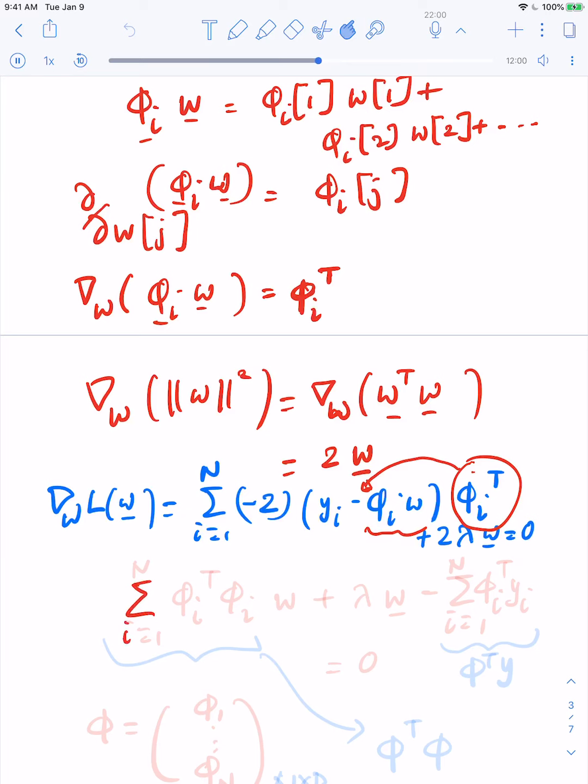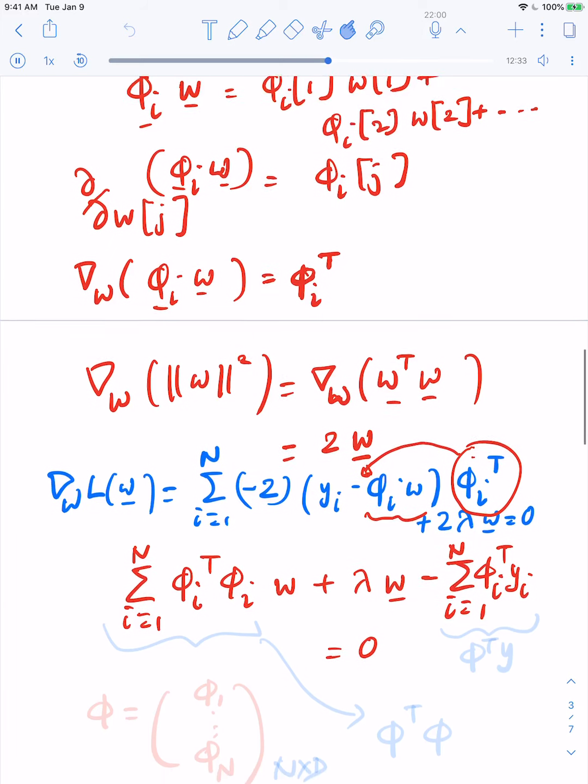And let me just collect all the terms, get rid of the 2, and what do I get? I get summation i equals 1 to n of the terms multiplying w: phi transpose phi times w plus lambda w. I've gotten rid of the 2 everywhere, okay? Minus summation i equals 1 to n of phi transpose yi is equal to 0.